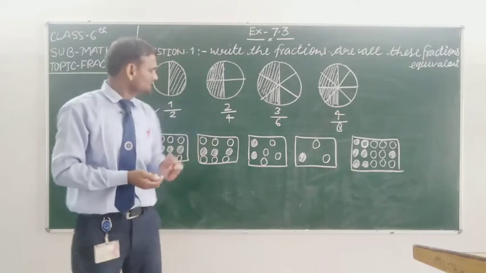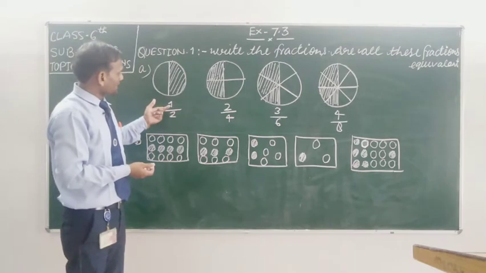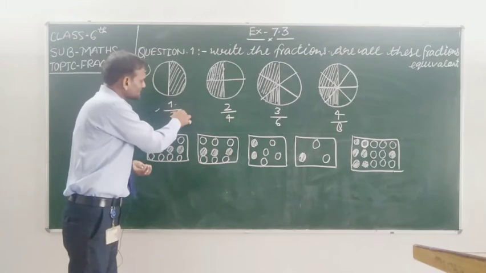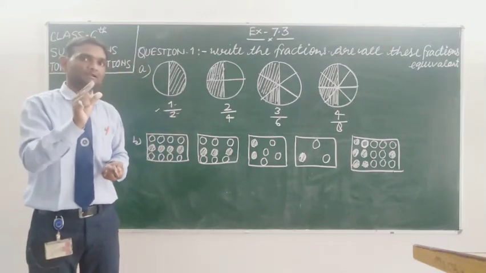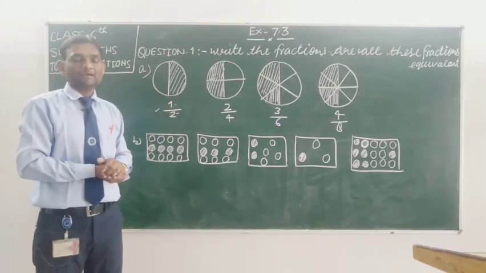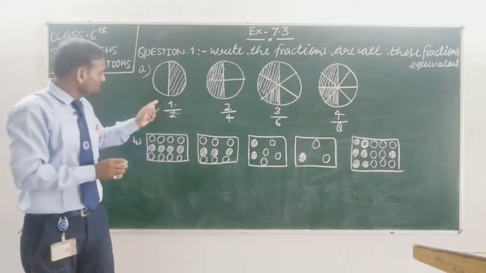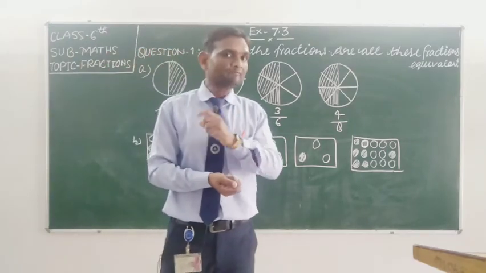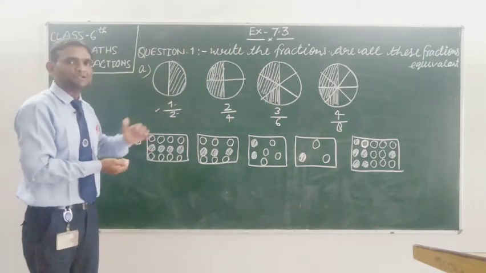Student, it's very easy. When the HCF of numerator and denominator is 1, then that fraction is in its simplest form. It means if numerator and denominator have only one common factor, then that fraction is in its simplest form.